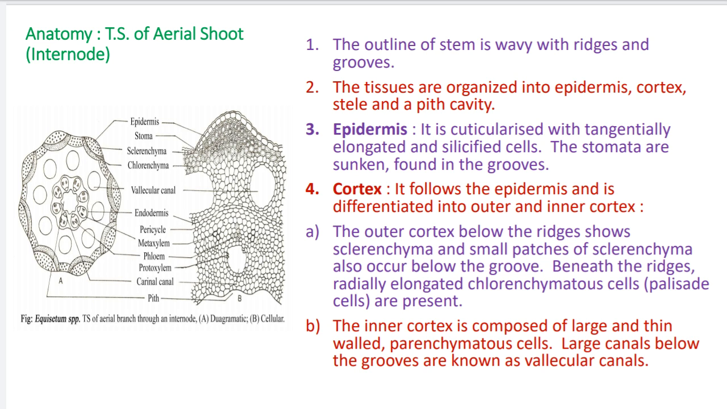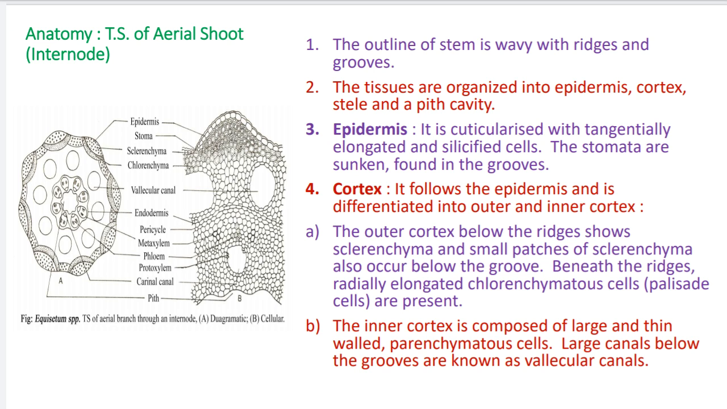Now we can study these cellular details one by one. Point 1, the outline of the stem is wavy with ridges and grooves. Ridges means raised portion, grooves means the shallow portion. Shallow, but there it is a somewhat hollow part. The outline of the stem is wavy with ridges, the raised parts, and grooves, the hollow parts.